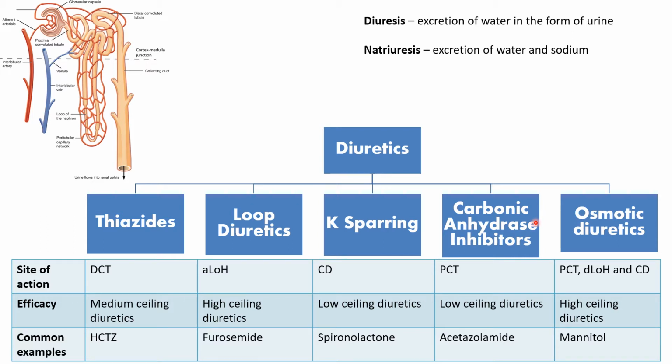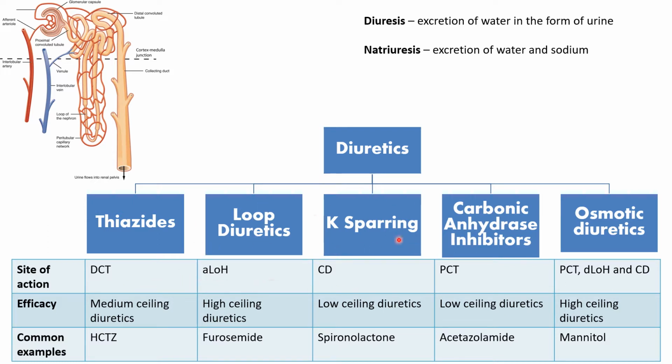Okay, so there are five main types of diuretics, and we classify them in multiple ways. The five different types include thiazide diuretics, loop diuretics, potassium sparing diuretics, carbonic anhydrase inhibitors, and osmotic diuretics. We can classify them based on their site of action. Thiazides act on the distal convoluted tubule. The loop diuretics act on the ascending loop of Henle.